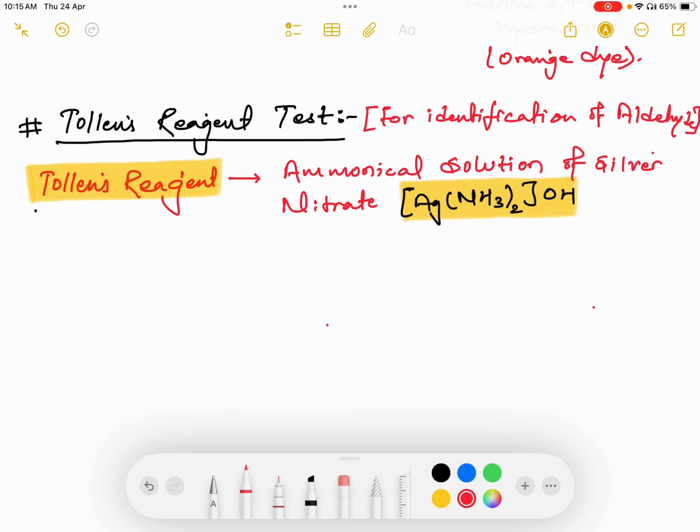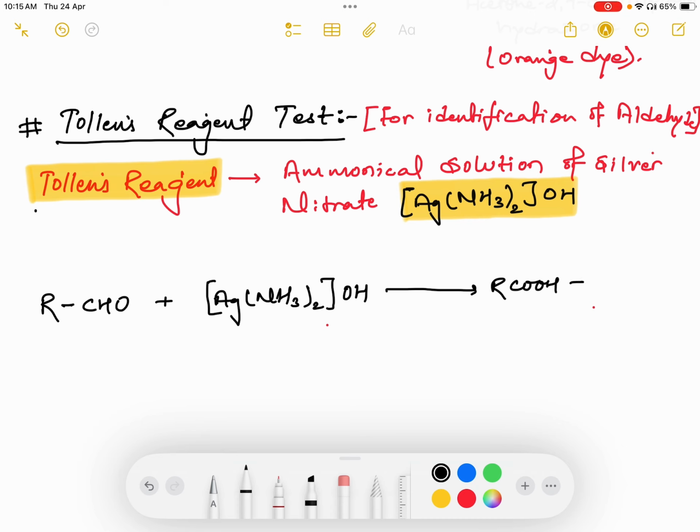Okay. So let's move on further. If I have an aldehyde group, that is R CHO group, and I'm treating it with Tollens reagent, that is Ag(NH3)2OH, they will react together to give a carboxylic acid, RCOOH, along with the liberation of two molecules of Ag, or silver mirror we can call, along with the formation of NH3 and H2O.